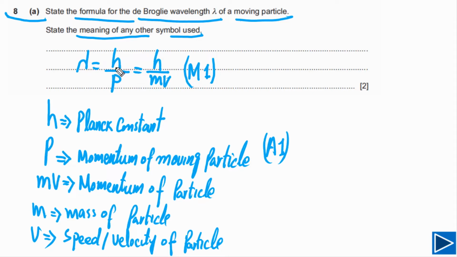But if you didn't write this formula or your formula is wrong, you will get 0 marks. Then even if you have written h is the Planck constant and p is the momentum of the moving particle, you will get 0 marks. Answer mark you will not get. So you have to get the M mark to get the answer mark. If you have written this formula right, you will get 1 mark. If you didn't explain these symbols, the answer mark will be 0. But if you got 0 here, even if this is right, you will still get 0. So M marks are very important. You cannot get an A mark if you can't get the M mark.